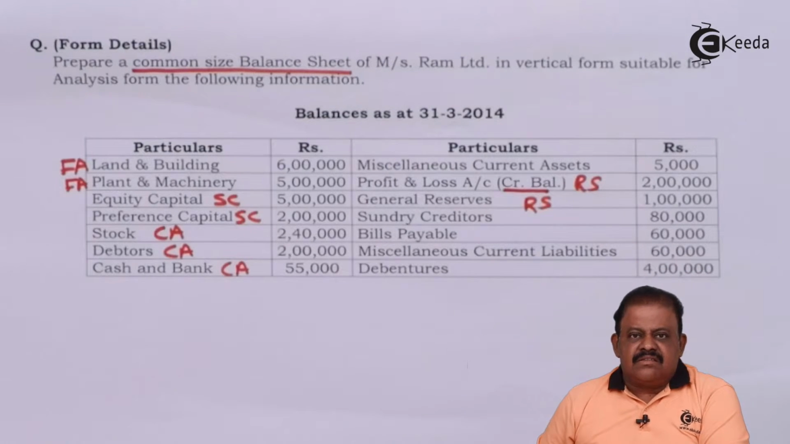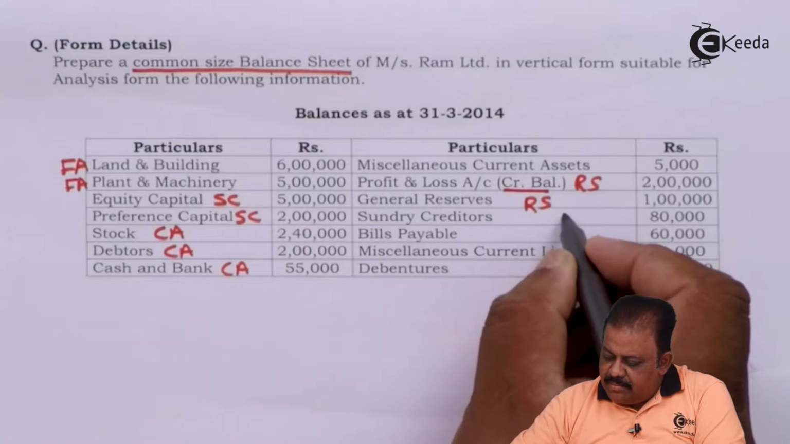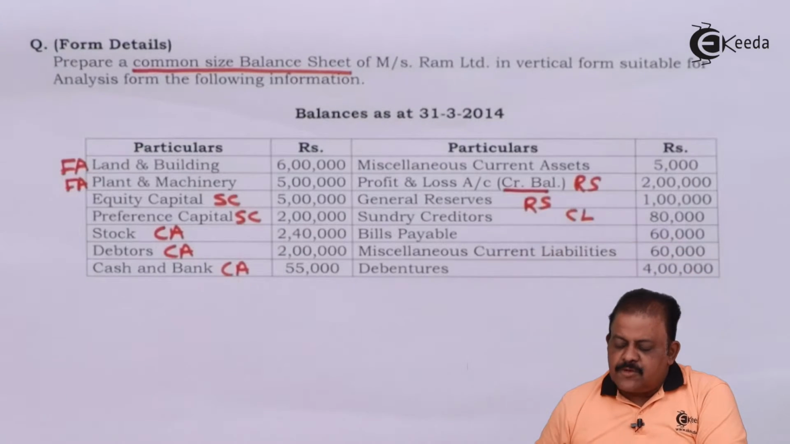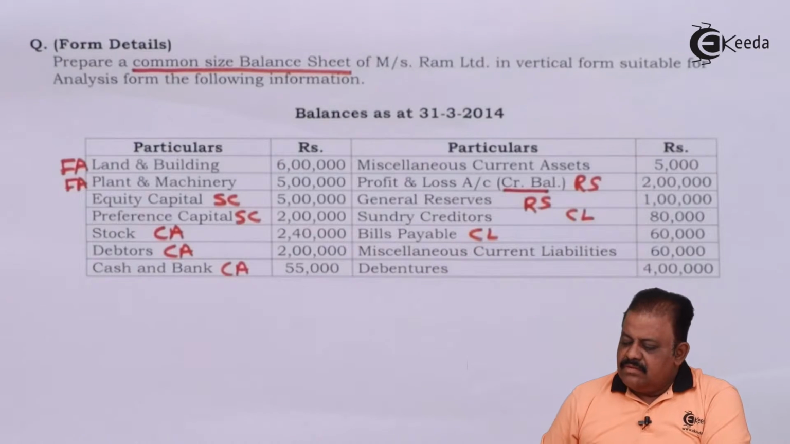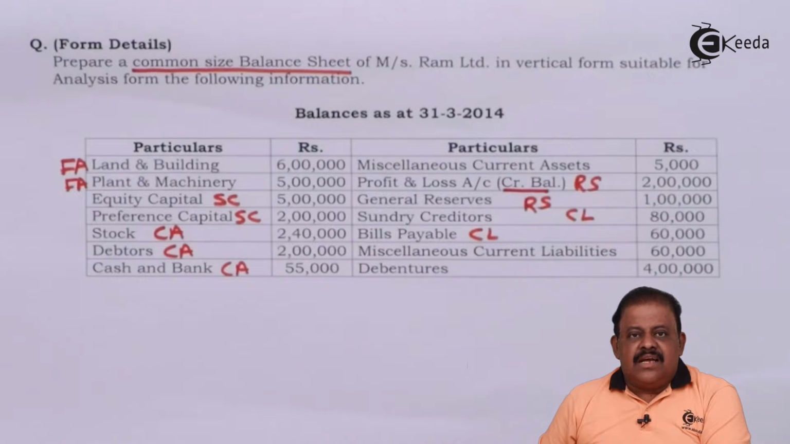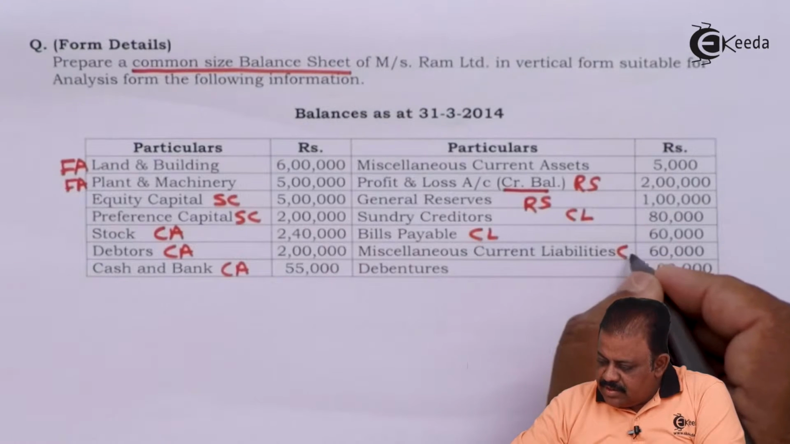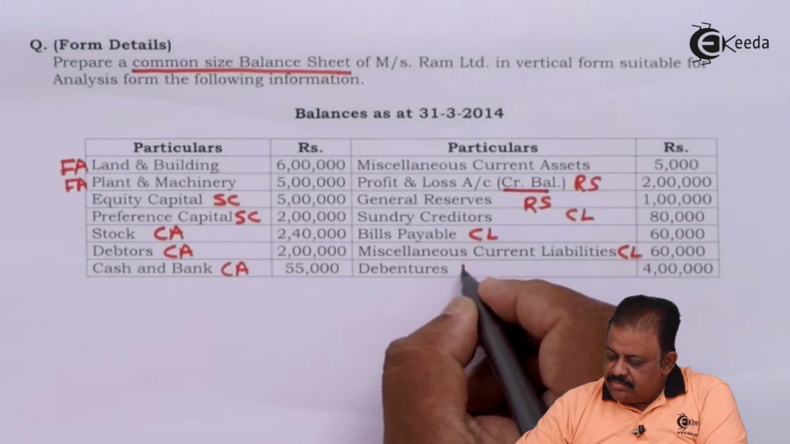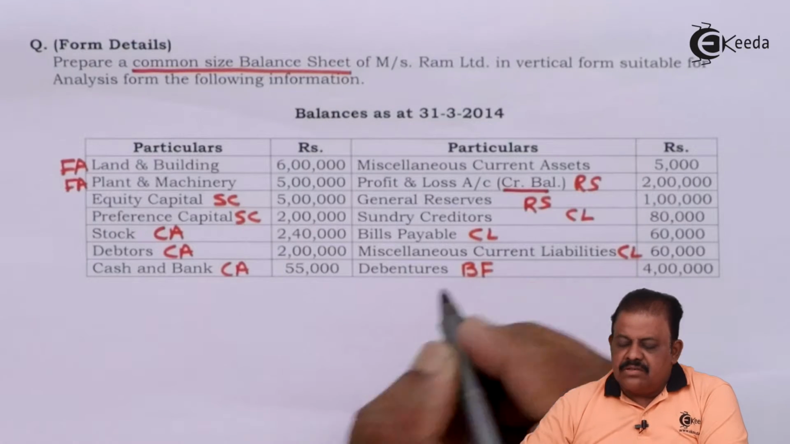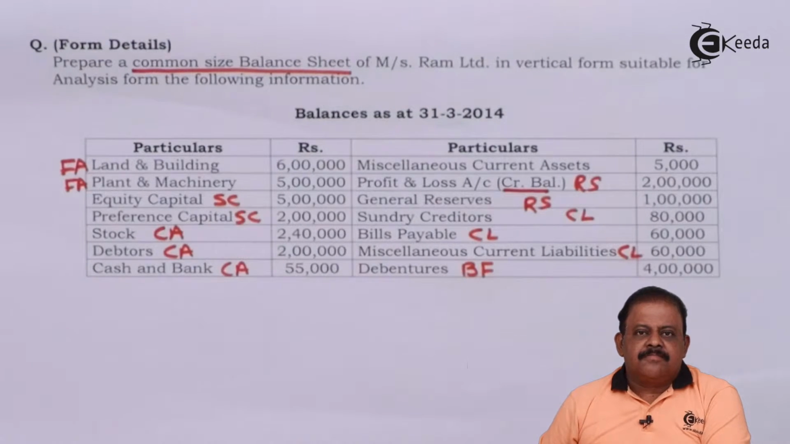Sundry creditors, current liability. Bills payable, current liability. Miscellaneous current liabilities, current liabilities. Debentures, borrowed funds or loan funds.